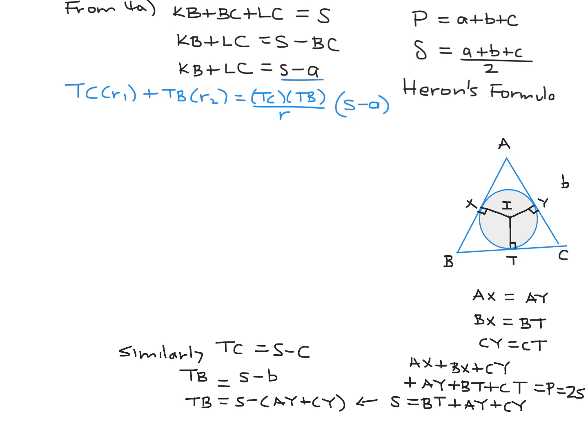So now let's go right back to our formula. We have TC, this, is S minus C. TB, this, is S minus B. And then we have our S minus A, and we have our R. Okay, this is looking like Heron's formula. Those of you who don't know what Heron's formula is, it's really easy to explain. I'll explain it down here.